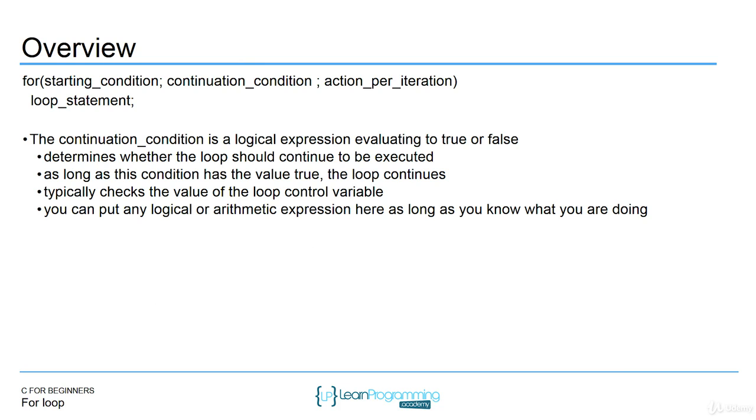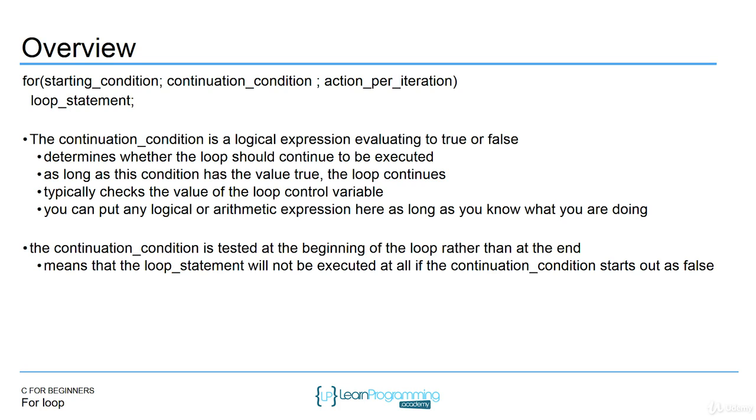The next thing I want to talk about is the continuation condition, the part that's after the first semicolon in the for loop. This is a logical expression. This is the condition that's going to evaluate to true or false. This is when you're going to jump in the loop or exit the loop. This determines whether the loop should continue to be executed. As long as this condition has a value of true, the loop is going to continue to execute. All the statements in the body are going to get executed. This will typically check the value of the loop control variable. So you initialize the loop control variable in the starting condition, and then you look at it in the continuation condition. You can put any logic or any arithmetic expression here as long as you know what you're doing.